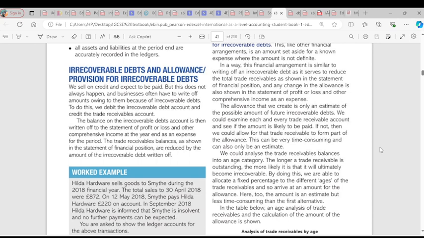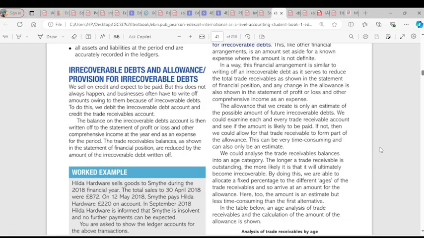So if the debt goes bad, it means we need a double entry there. So we're going to debit the irrecoverable debt account and we're going to credit the trade receivable account. Debit, credit. Is it clear or not? Yeah. So we'll move on.